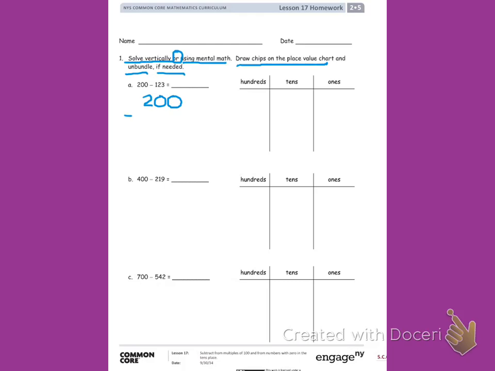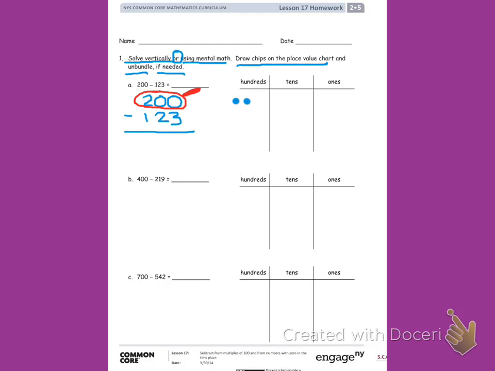200 minus 123. Now I'll draw the chips on the place value chart. 200 has two groups of 100, 0 tens and 0 ones. I'll go ahead and draw a magnifying glass around the number 200. This reminds me that I need to look very closely at that number. Now I can begin subtracting.